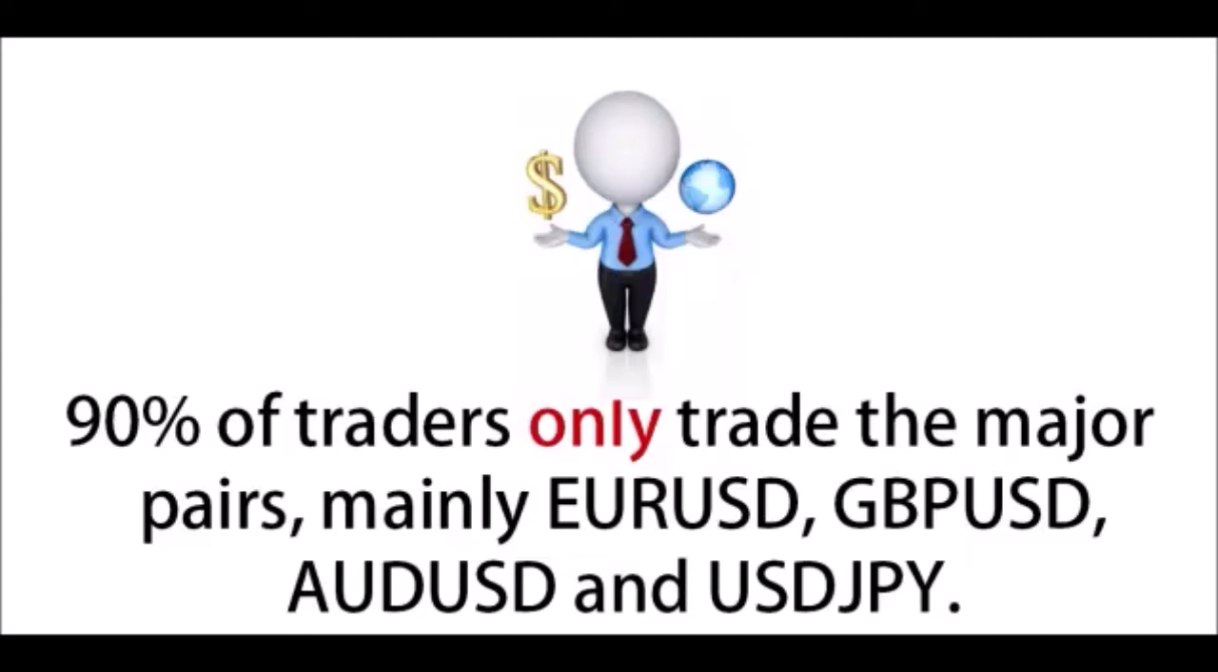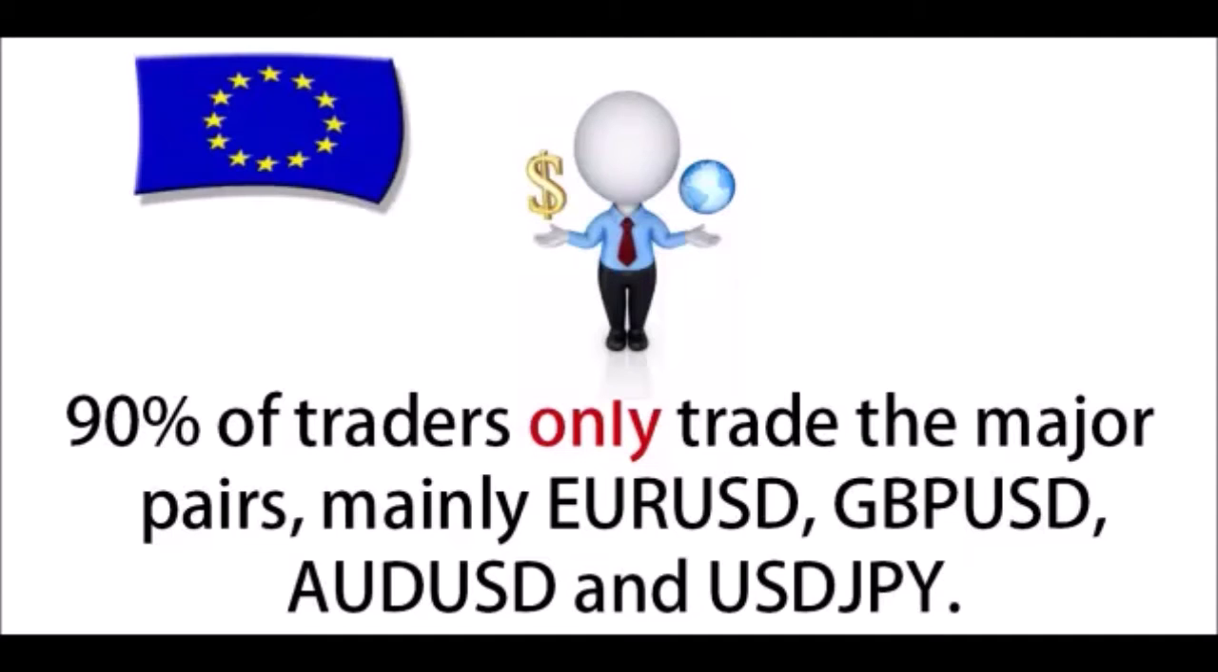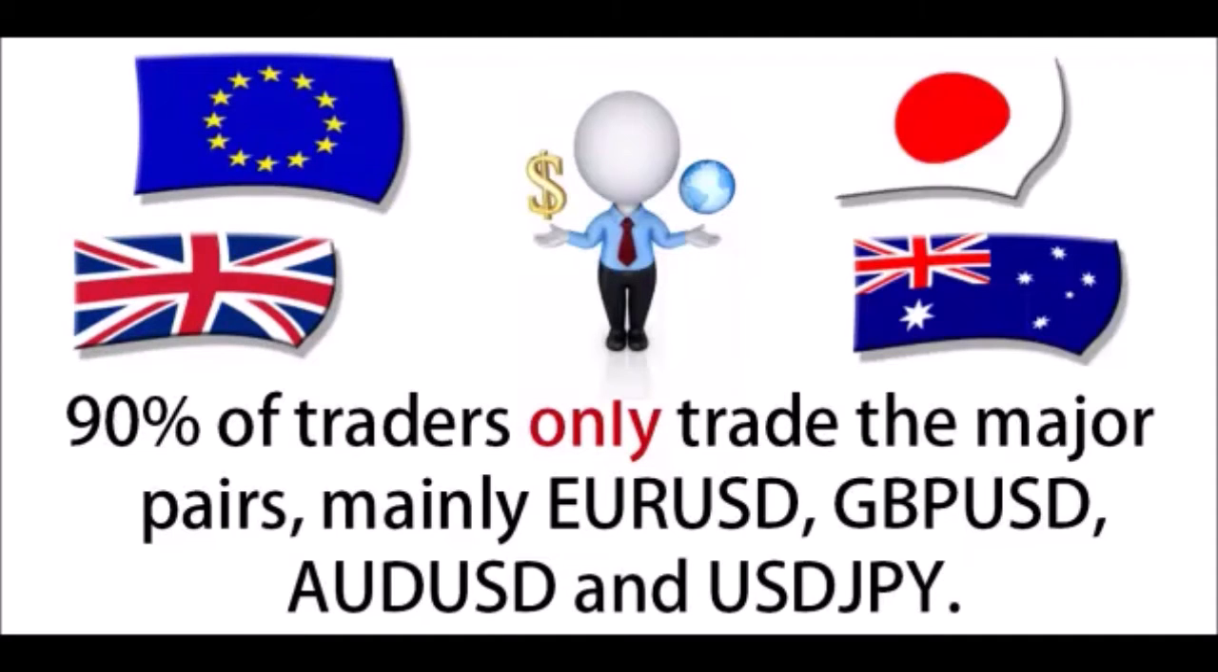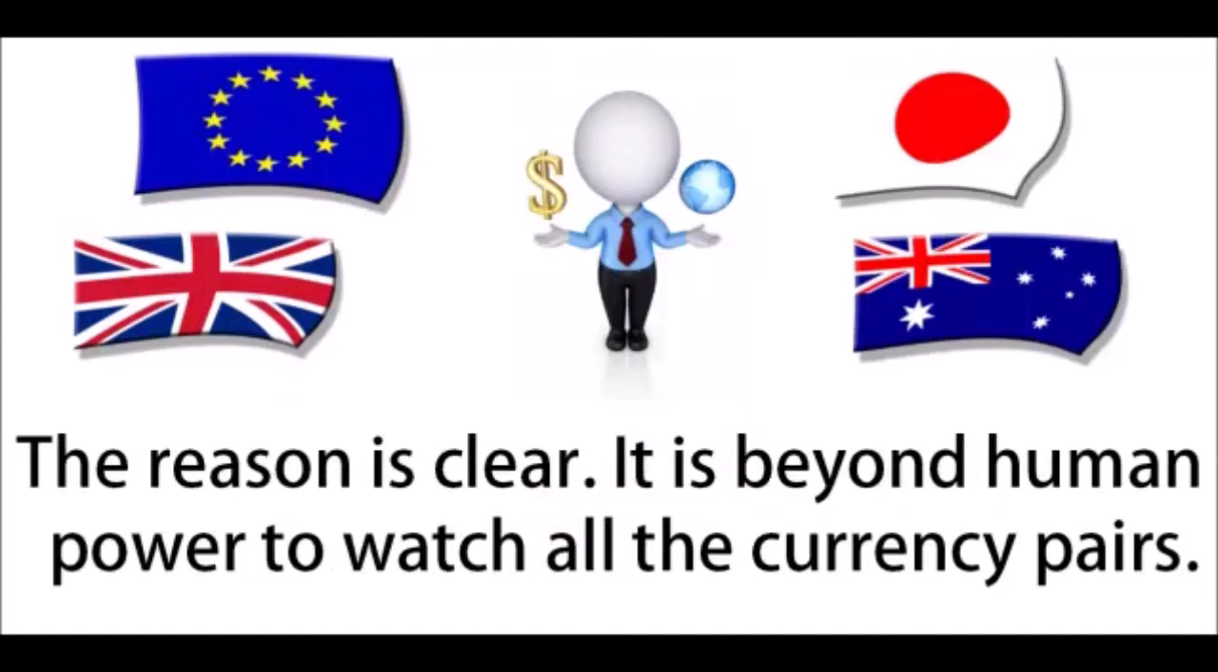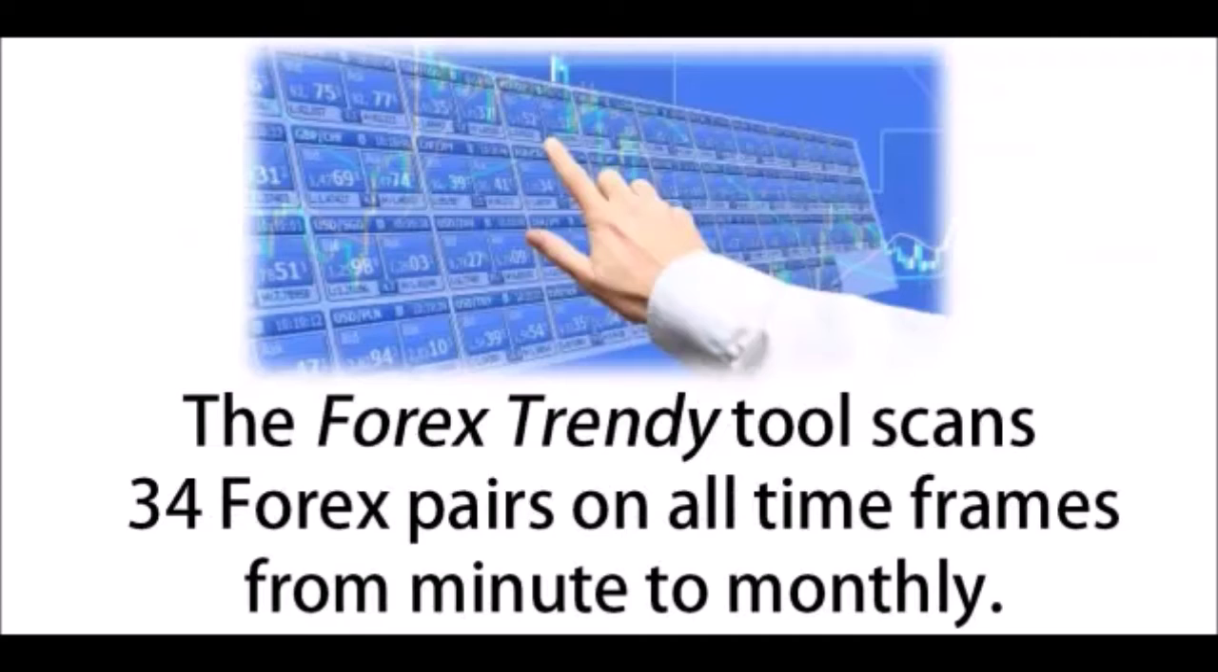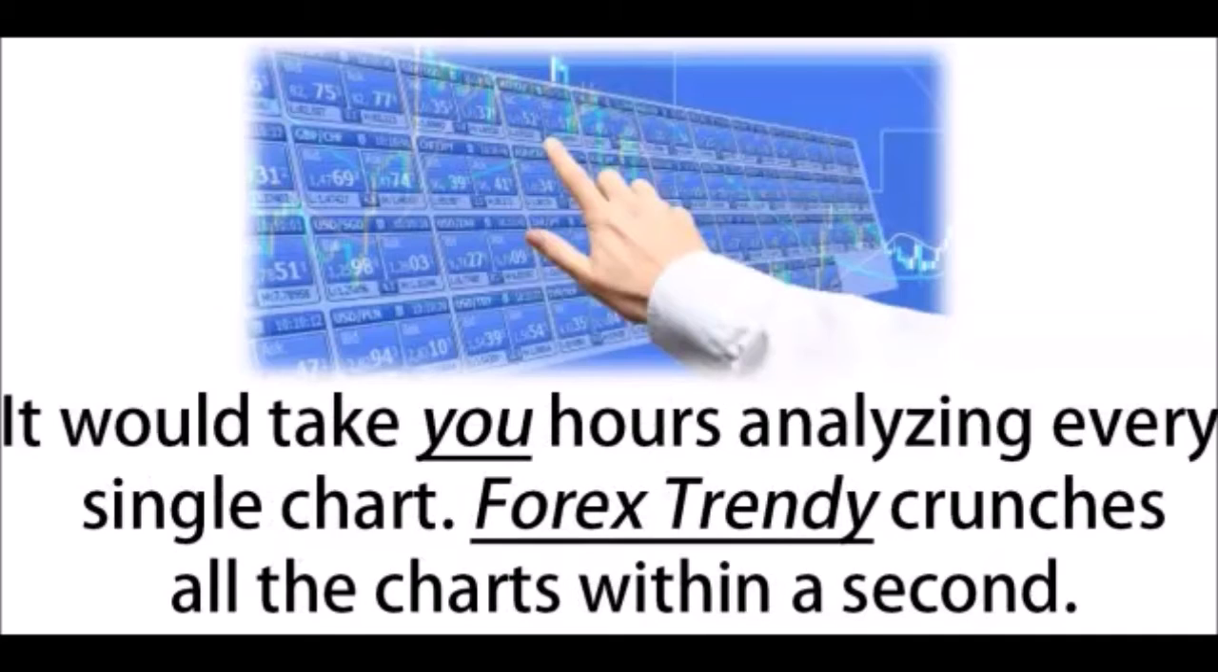90% of traders only trade the major pairs, mainly the euro, the cable, the Aussie and the yen. The reason is clear. It's beyond human power to watch all the currency pairs. The Forex Trendy tool scans 34 Forex pairs on all time frames from minute to monthly. It would take you hours analyzing every single chart. Forex Trendy crunches all the charts within a second.